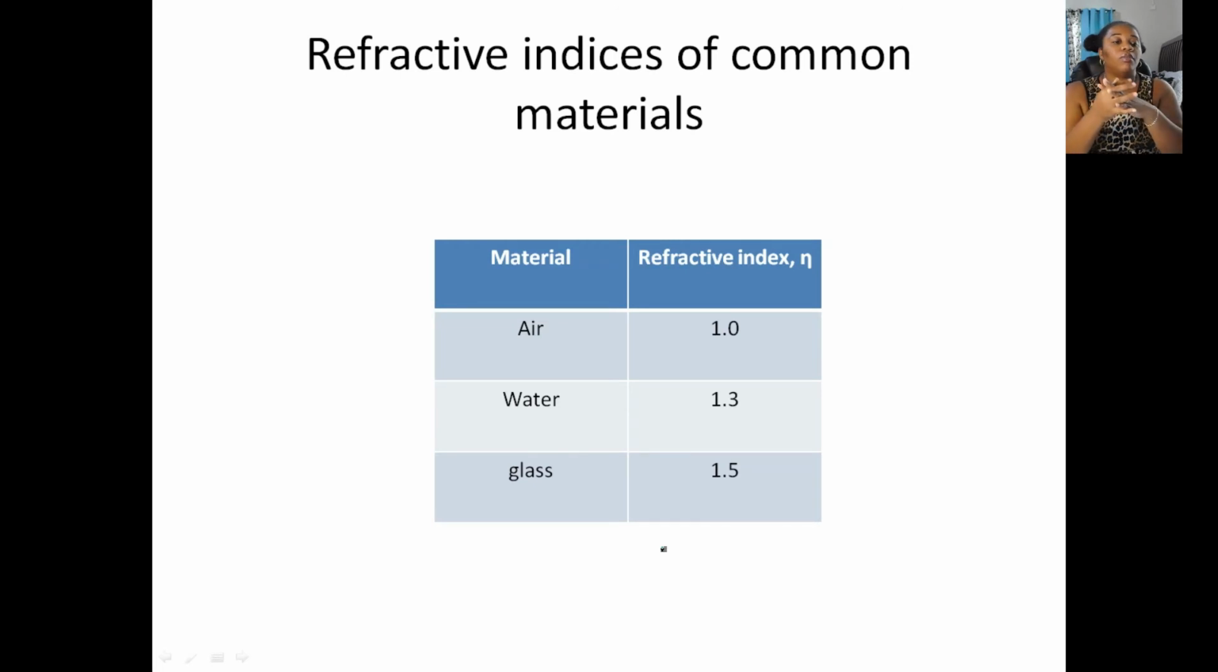So here, this is what I meant by the as specific. The refractive index of air is 1. And please note that refractive index doesn't have any units, it's dimensionless. The refractive index of water is 1.3. The refractive index of glass is 1.5.